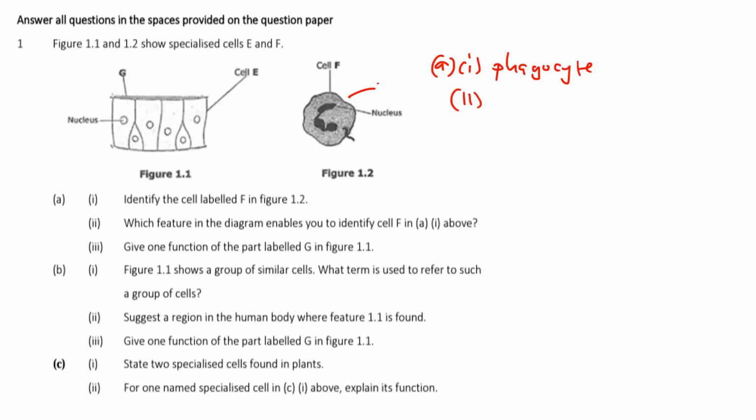Then question number 2, that is on A. Which feature in the diagram enables you to identify the cell in A1 above? It has a lobed nucleus. So what enables you to identify it is the lobed nucleus. The other one, the lymphocyte, has a large nucleus almost covering the whole cell. And of course, the way they fight infections differs. You must be aware that white blood cells defend the body against infection: phagocytes by engulfing bacteria, and lymphocytes by producing antibodies. That part you need to know. Give one function of the part labeled G.